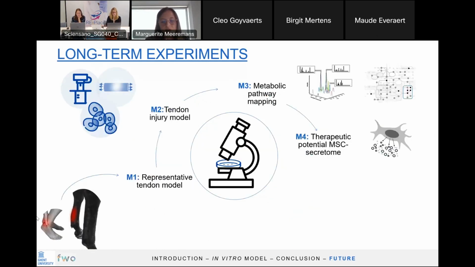So after this optimization, we'll use the model to study, for example, tendon pathophysiology, which I will do in the second half of my PhD. We'll use metabolomic and lipidomic analysis to clarify the tendon pathophysiology. And then we'll also try to reveal the therapeutic potential of the mesenchymal stem cells, and more specifically their secretome products.